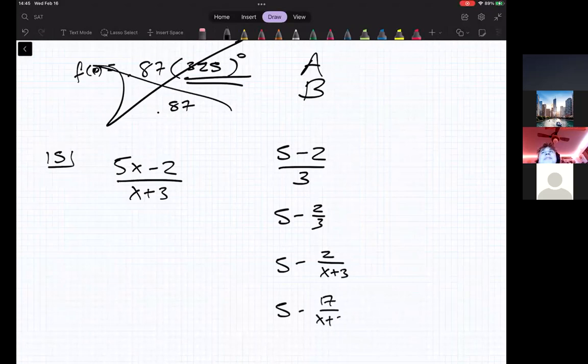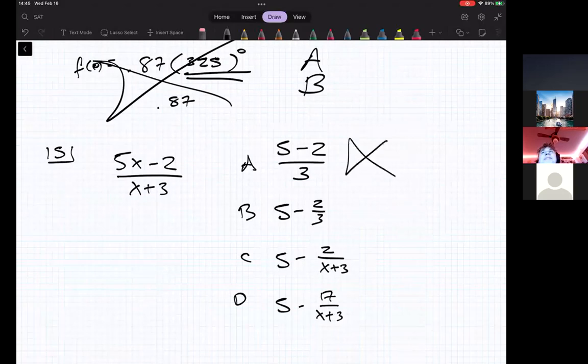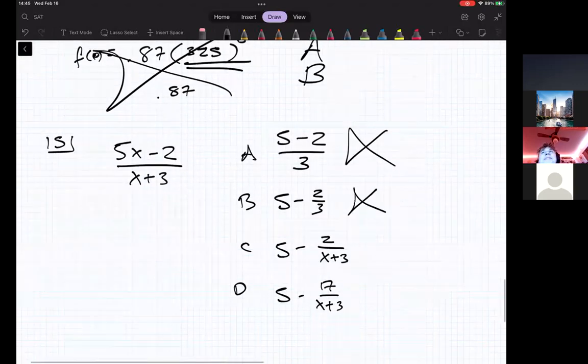So a lot of people want to pick something like A or B because, well, all they have to do is cancel out the X's. And if they cancel out the X's, then I have A. Too easy. That's wrong. Again, if it seems too easy, it's probably wrong. Same thing in option B. Okay, cancel out the X's, so I'm left with 5 minus 2/3. So then I'm left with C or D.